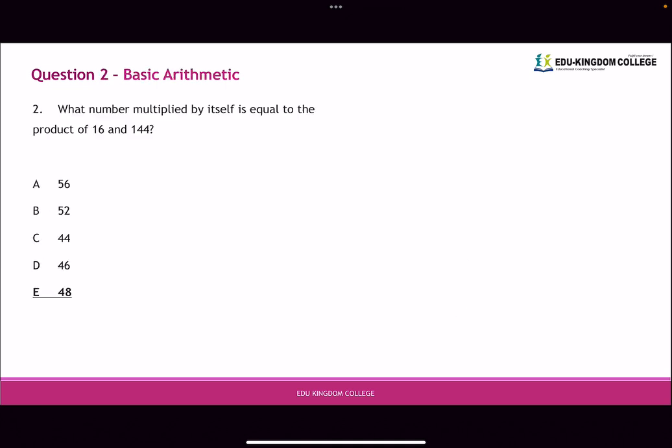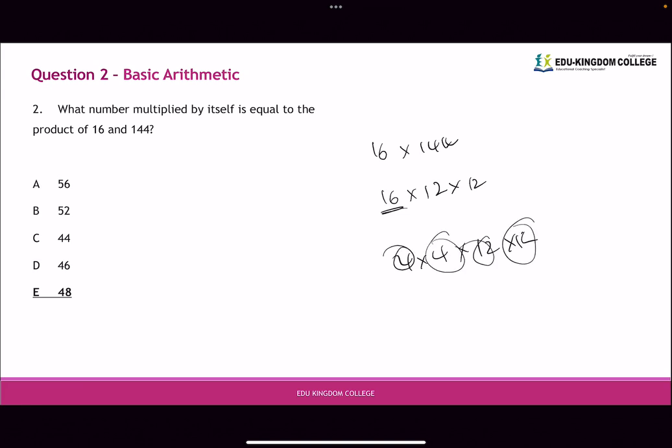Now, question 2: what number multiplied by itself is equal to the product of 16 and 144? There was a pretty cheap way of doing this. I only realized this as I was doing it as well. So 16 times 144. If you split 144 up into its square, it should be 16 times 12 times 12. Now, 16 in itself is already a square number as well. So that's just 4 times 4 times 12 times 12. If I do 4 times 12 and 4 times 12, those are two numbers that multiply to the same product. So it's going to be 48 times 48. It's going to be 48.